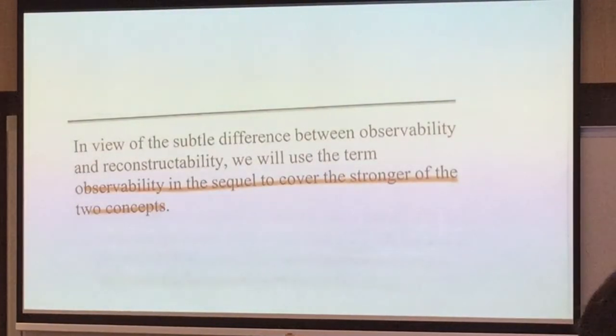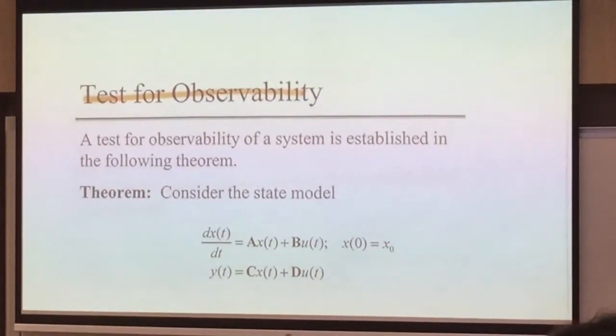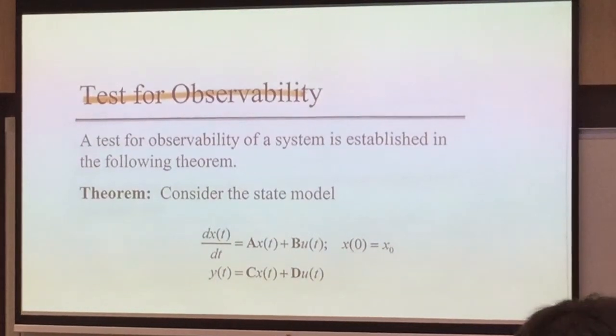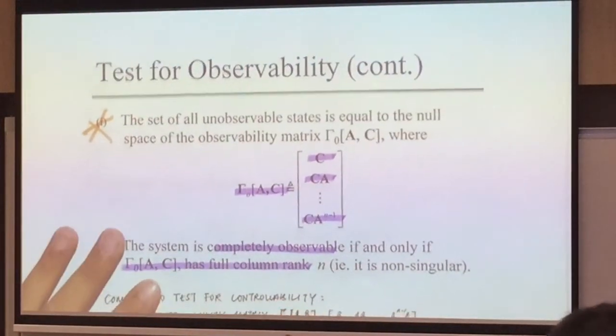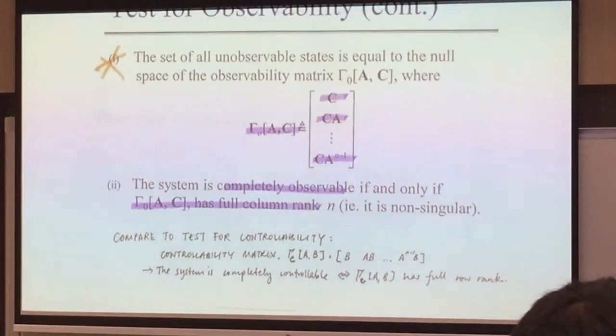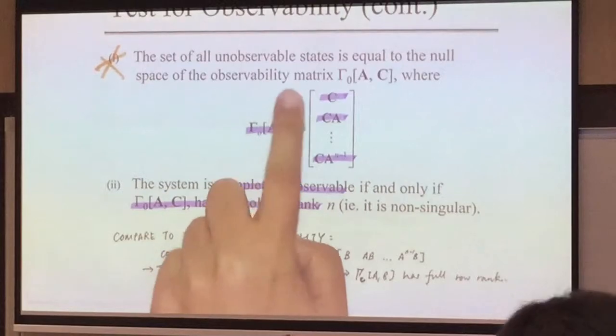Okay, so what is more important? Definition is definition. There's something to memorize, okay? And of course I hope you appreciate it. But what is more important is the test for observability. Okay, so how do you test for observability? Same thing. You form an observability matrix.